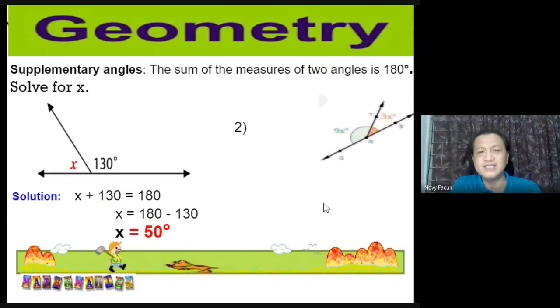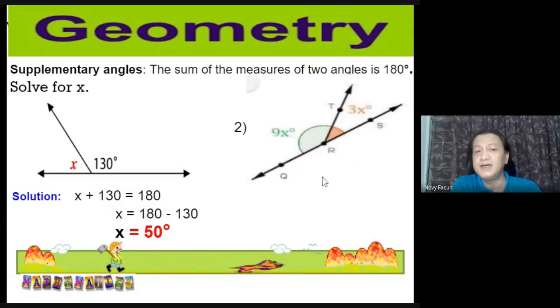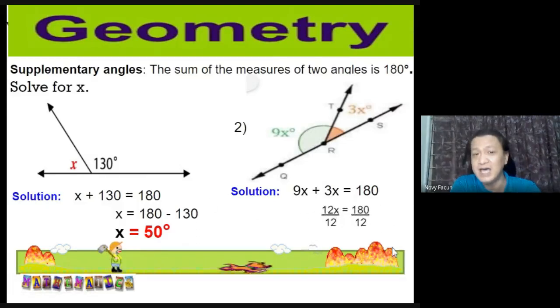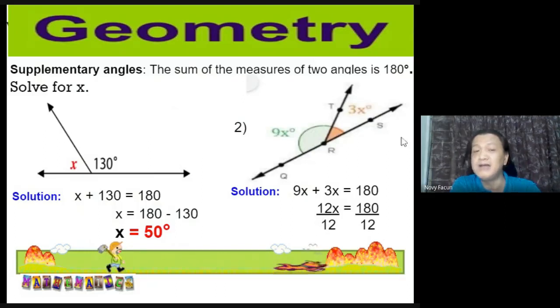And number two example natin, we have this. So obviously, the smaller angle is 3x, the larger is 9x. But how are you going to find the value of x? So use the concept of the equation. So kailangan tama yung pagkakasulat mo ng equation mo. So 9x plus 3x, combined like terms, that is 12x. And immediately, you're going to divide both sides by 12 para malaman natin yung value ni x.